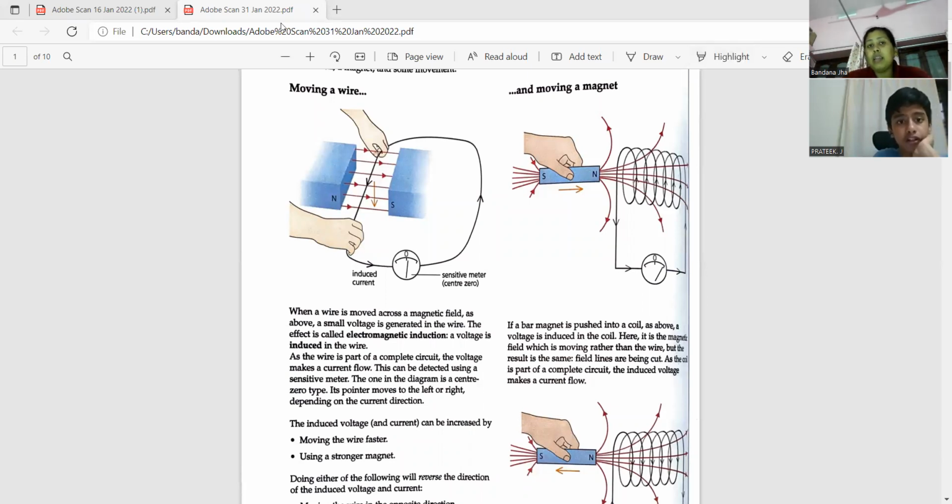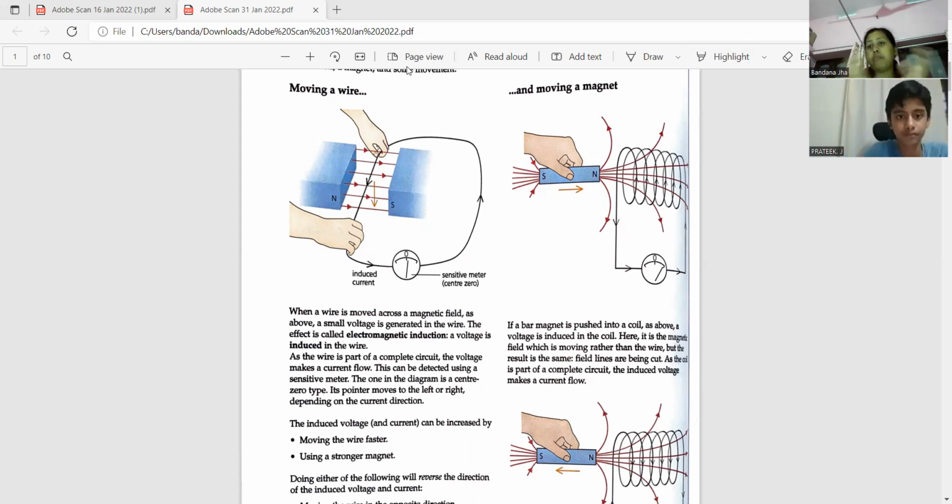Here, to a solenoid? Yeah, to a solenoid. Previously, the solenoid is not connected with any external battery. That thing you have to know. The solenoid is not at all connected with any external battery. We have a solenoid, and we have attached a galvanometer.